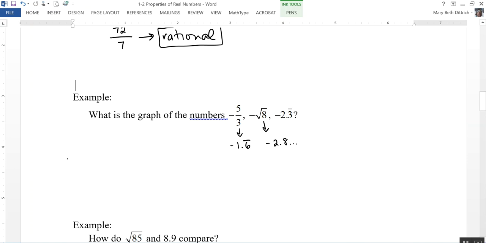So let's go ahead and draw a number line. And all of these are negative numbers, so I'm going to go ahead and put 0, -1, -2, and -3. -1.6 is going to be approximately right there, so I'll label that -5/3. -2.8 is going to be approximately right there, so I'll label that -square root of 8. And then -2.3 is going to be approximately right there, -2.3 repeating.